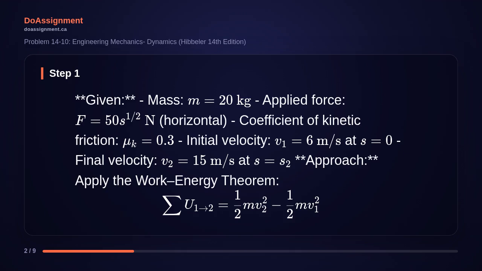We are given a 20-kilogram block pushed by a variable force F equal to 50 times the square root of s newtons. The block starts at s equals 0 with a velocity of 6 meters per second, and we need to find how far it travels to reach 15 meters per second. We will use the work-energy theorem, which states that the net work done on the block equals the change in its kinetic energy.